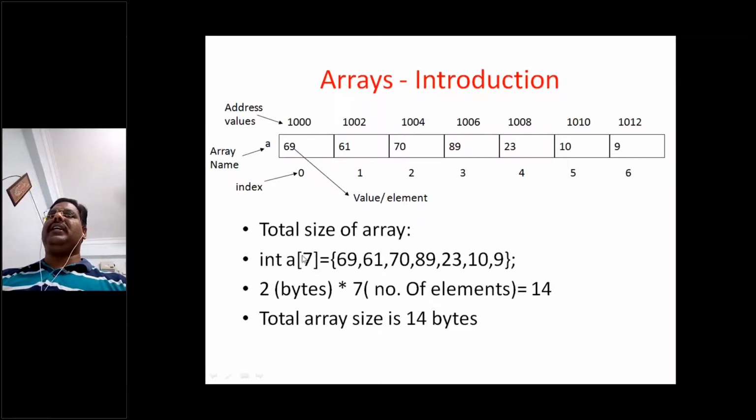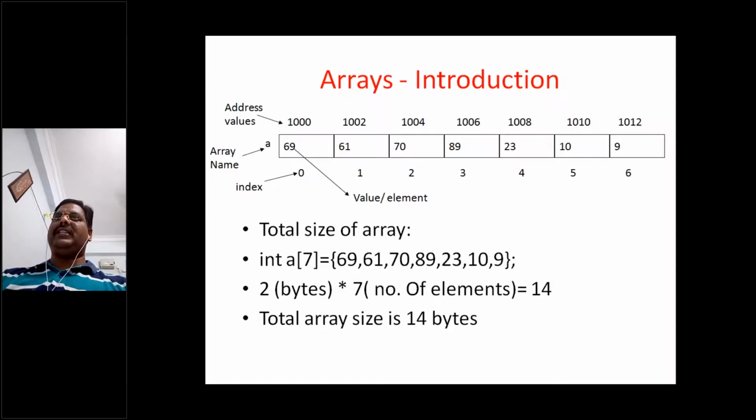That means it is going to start from 0. So 7 is nothing but 7 minus 1, which is 6, so that many locations are going to be created. So you can see that: 0, 1, 2, 3, 4, 5, and 6. So each location is a size of memory. This is what the memory cell means. This memory cell has a size of 2 bytes.